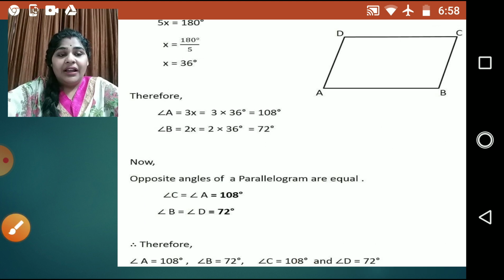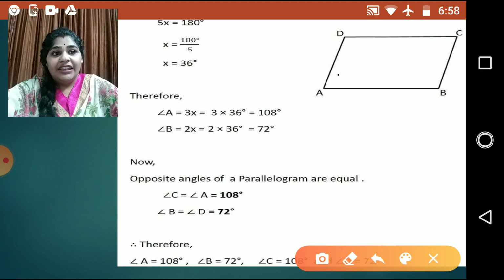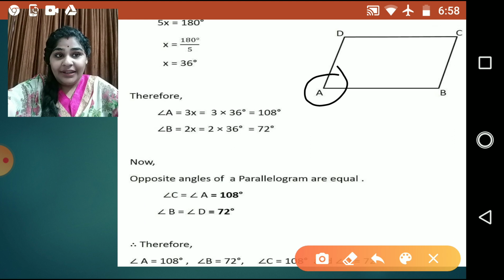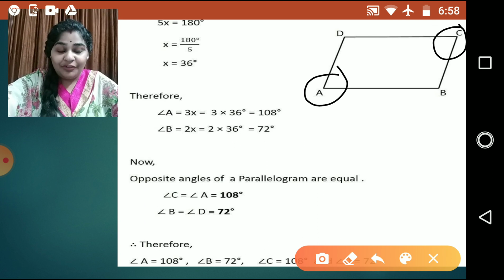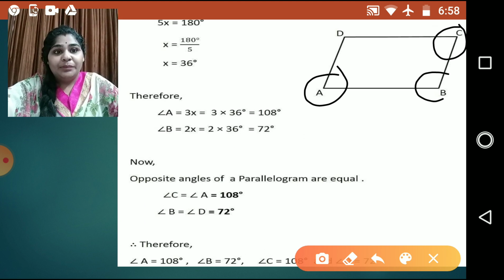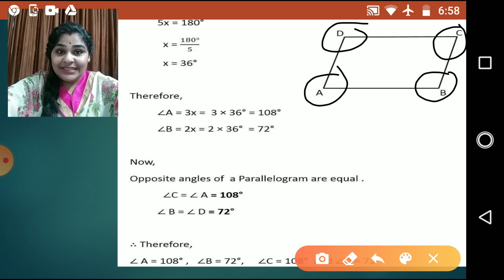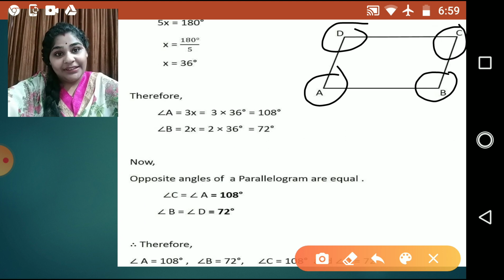So if they have asked all the angles, directly you can say, now here angle A we got as 108, so C will also be equal to 108 degrees. Why? Because they are the opposite pair of angles. Similarly, angle B is 72 degrees, so angle D will also be 72 degrees. Why? Because they are opposite pair of angles.